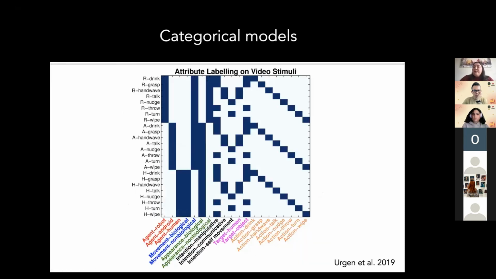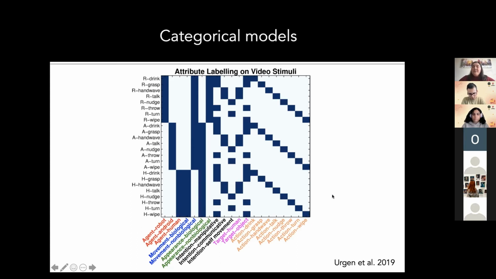And then we also built categorical models by labeling our videos with certain features from our stimuli. So for example, we label what kind of agent there is in the video. We label whether the motion is biological or not. We label whether the appearance is biological or not. We label whether the intention of the action is manipulative, communicative, or a self-movement. We also label the target of the action. For example, when you perform the action, is it towards a human or towards an object? And we also label the action categories.